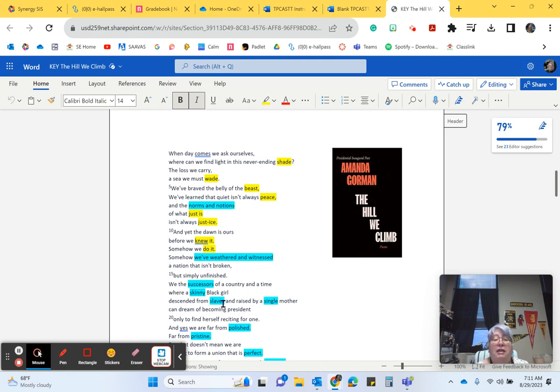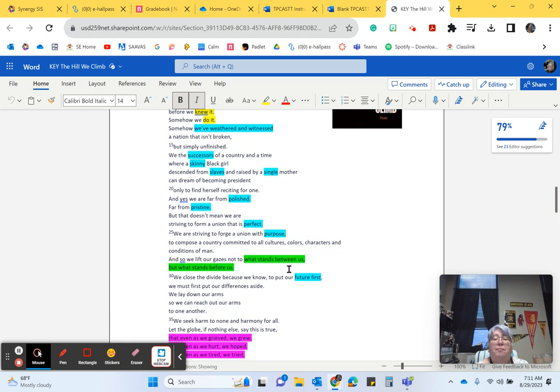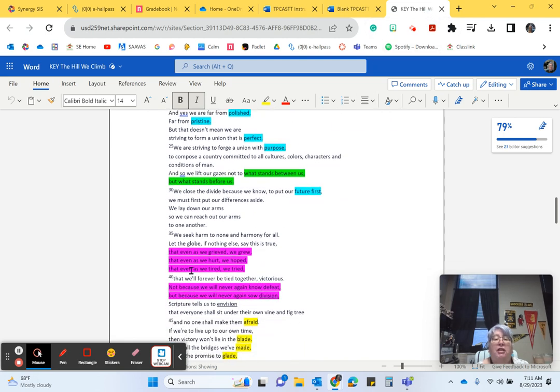Successors, skinny, slaves, single, and then polished, pristine, perfect, and purpose. So you're looking at the different forms of alliteration. Then we look at the repetition here, or the parallelism, that even as we arrived, we grew, or that even as we grieved, we grew, that even as we hurt, we hoped, that even as we tired, we tried. So we've got that parallelism as well.